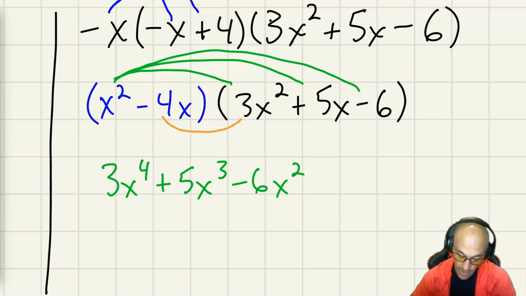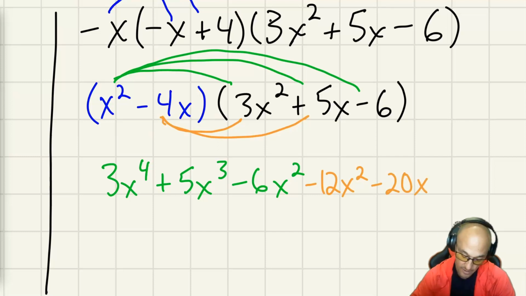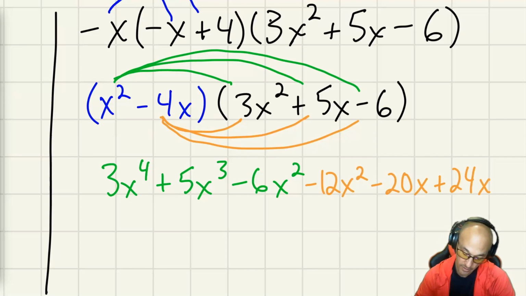Now I have negative 4x times 3x squared. That's a negative 12x squared. Negative 4x times positive 5x, that's a negative 20x. And negative 4x times negative 6 is positive 24x. All right.